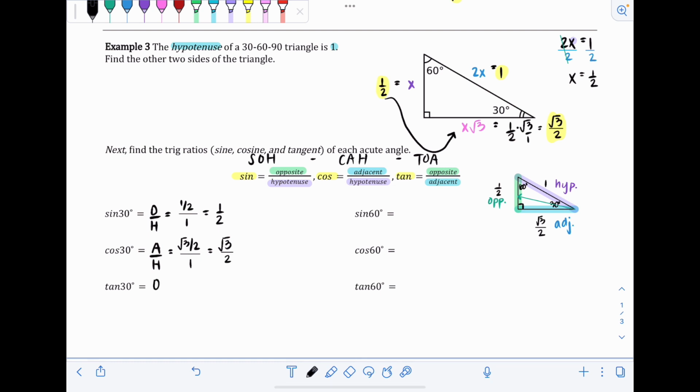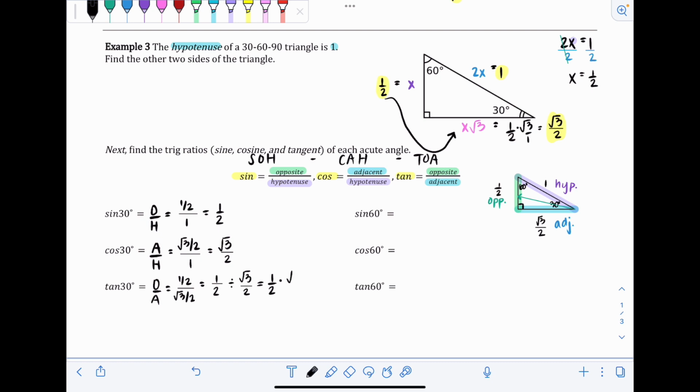And then tangent is opposite over adjacent. So the opposite side, that was 1/2, over the adjacent side, that was root 3 over 2. And this one we do have to do some simplifying. So remember that fractions are division. So we can think of this as 1/2 divided by root 3 over 2. And then usually instead of dividing by fractions, we change it to multiply by the reciprocal.